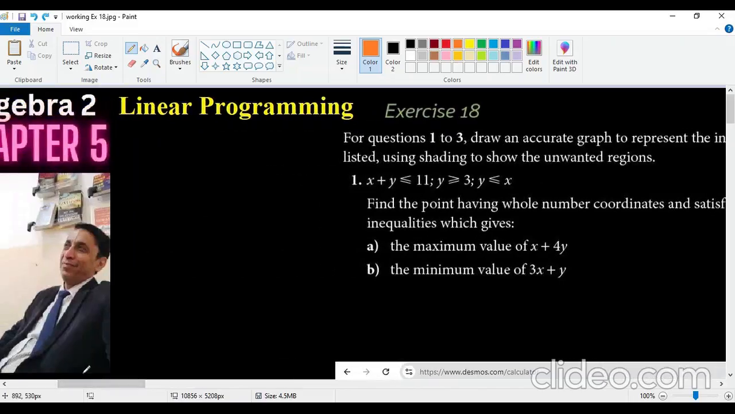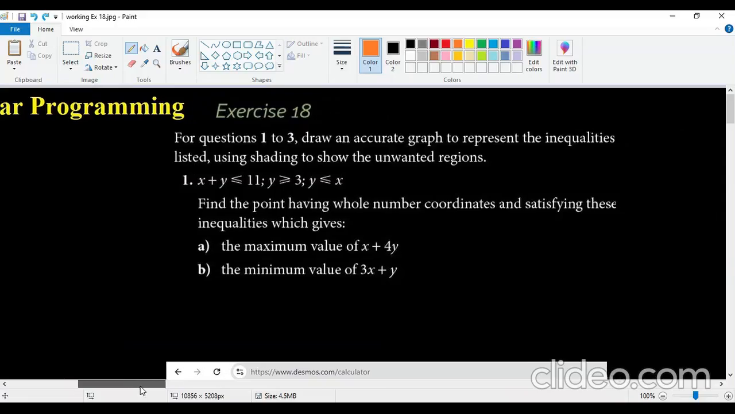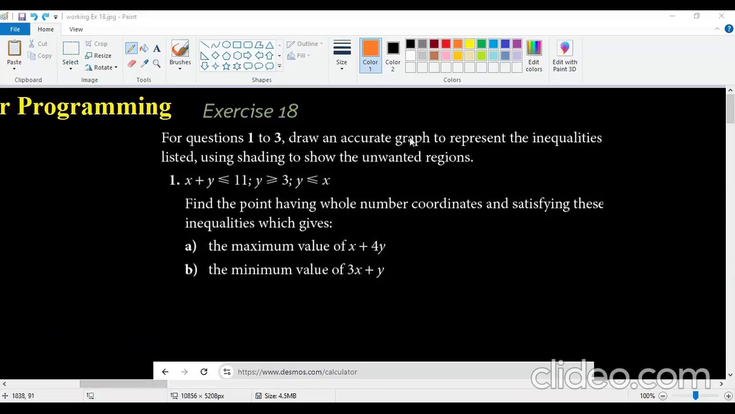Now, this is also called linear programming, in which you are going to program your inequalities in such a way that you get the answers. These are practical, real life questions based on linear programming. Let's see how we use linear programming in solving questions like this.